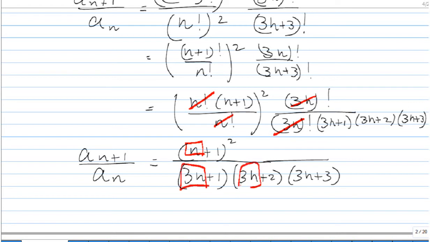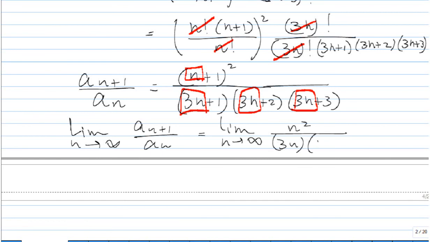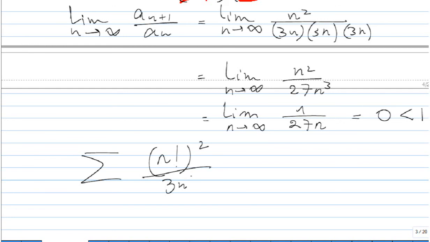This one, this one, this one, and this one, which tells me that the limit of a_(n+1) over a_n when n goes to infinity is the same as the limit when n goes to infinity of n squared over 3n times 3n times 3n. So this is the same as the limit of n squared over 27 n cubed. We cancel the n squared and we get the limit when n goes to infinity of 1 over 27n, which is 0. Since 0 is less than 1, then the series of (n factorial) squared over (3n) factorial is convergent by the ratio test.